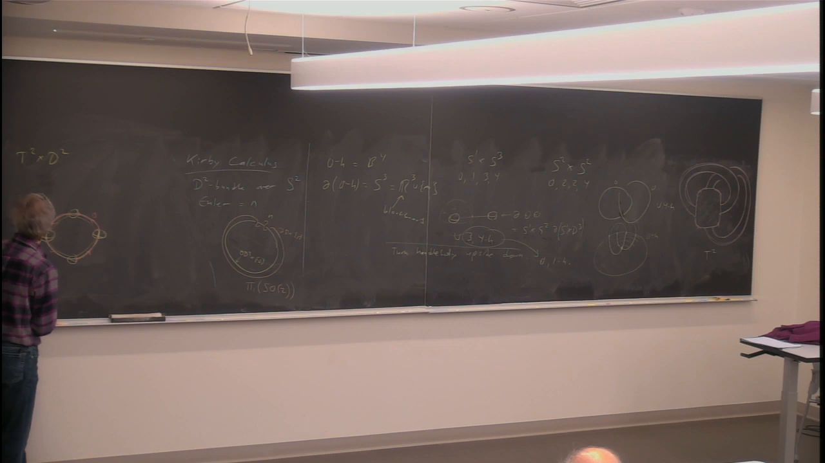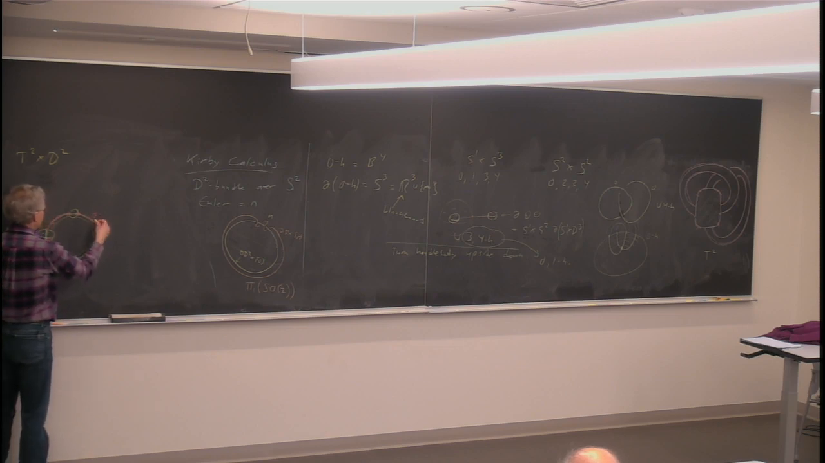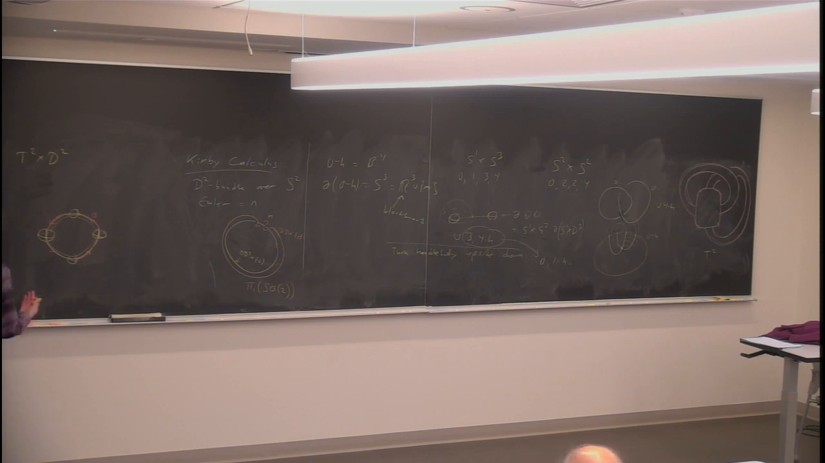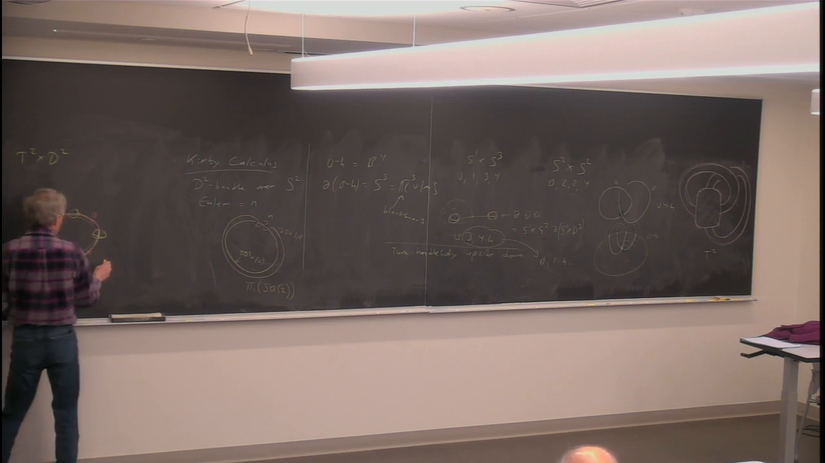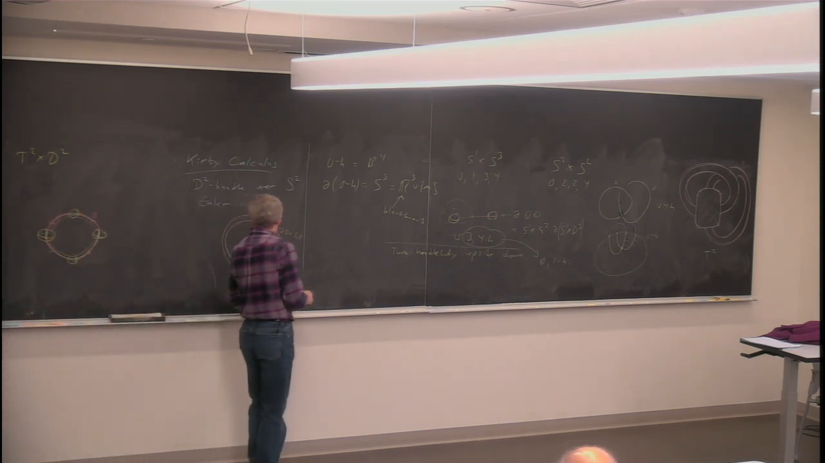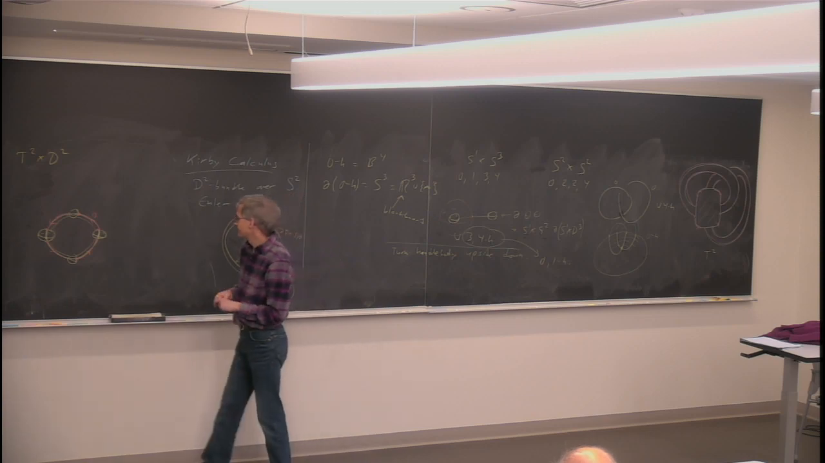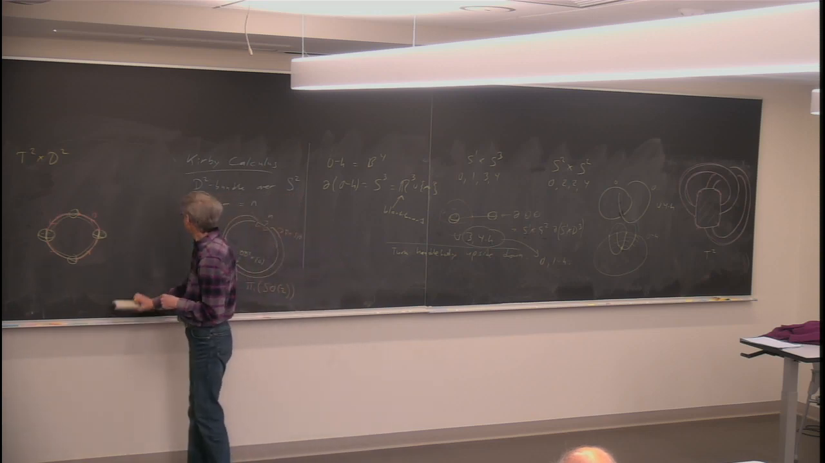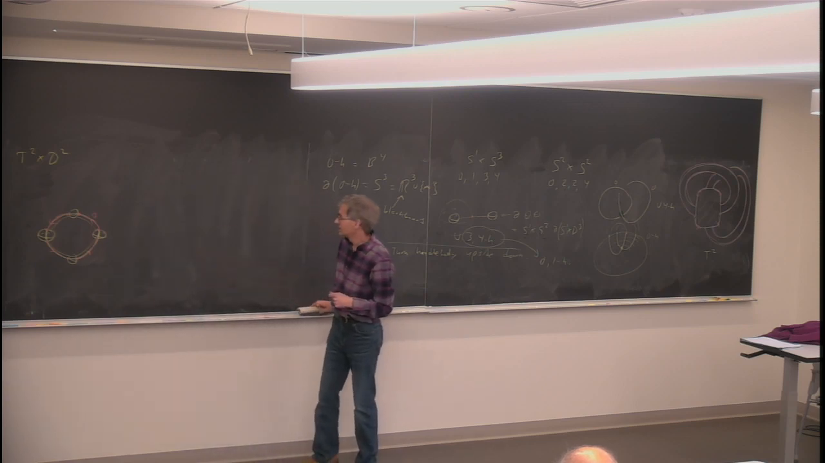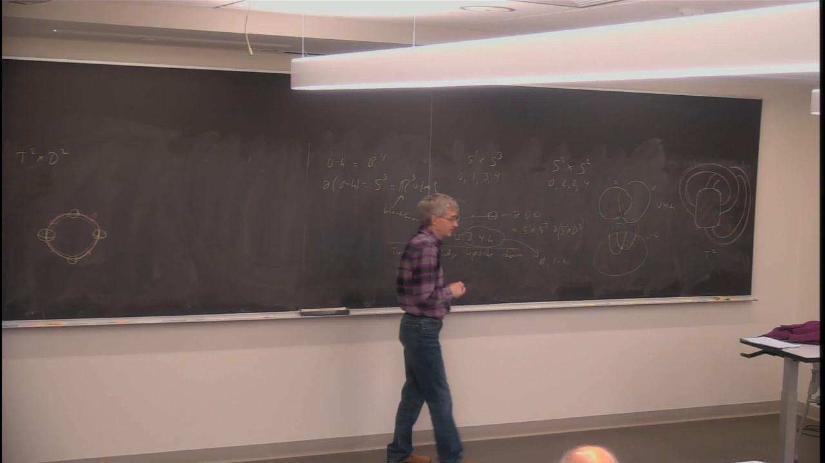And then if I want to get a disk bundle for any normal Euler number n, we put in n right-handed twists in the positive case, or the absolute value of n left-handed twists in the negative case. So that's our torus, and more generally the disk bundle over it. But now I want to change the notation.